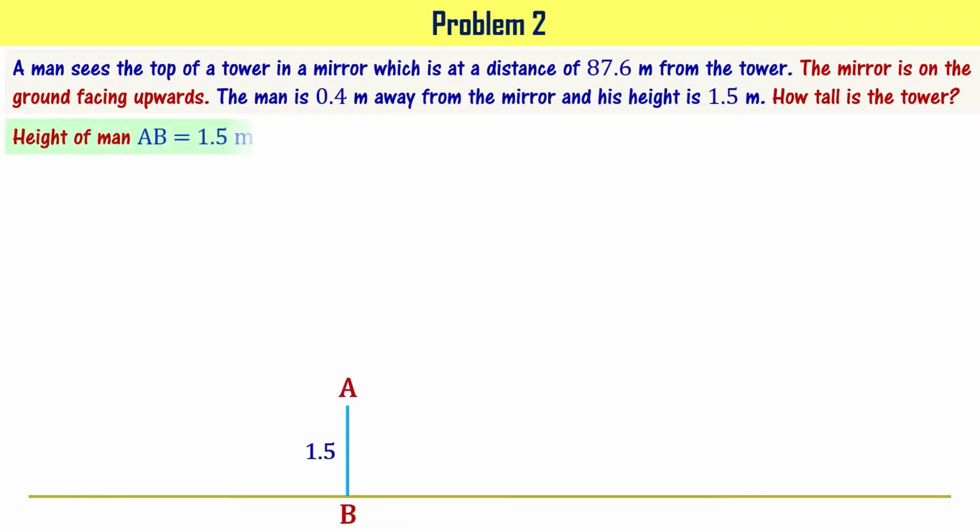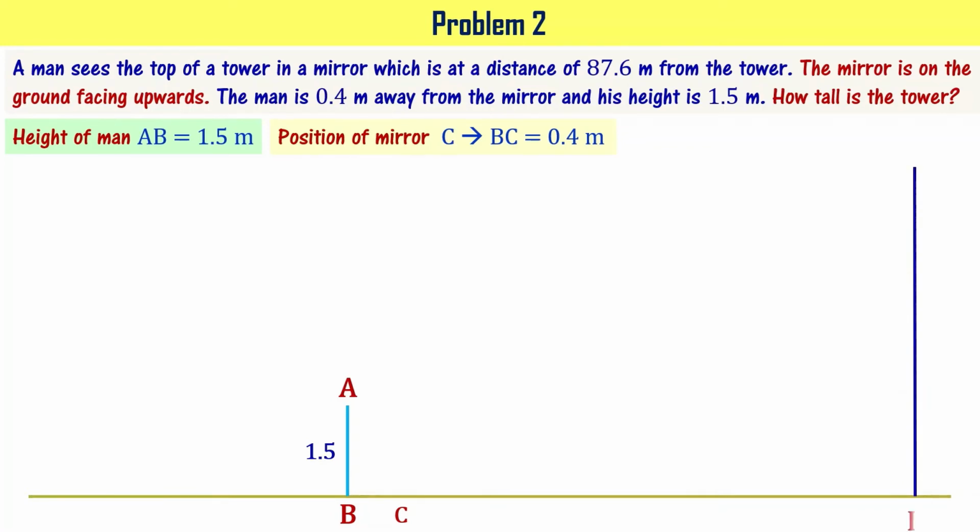Let's denote the man using line AB. Its height is 1.5 meters and the position of the mirror is denoted using point C. It means the length of line segment BC is 0.4 meters. From the mirror, you have a tower which is away from the mirror at 87.6 meters. The tower is denoted using line DE here. So CD is 87.6 meters. We have to find the tower height, that is DE.